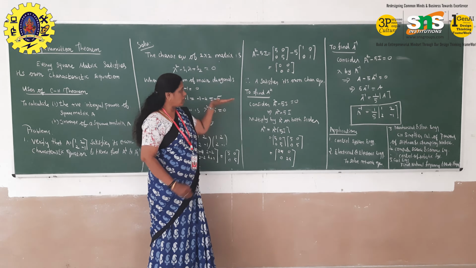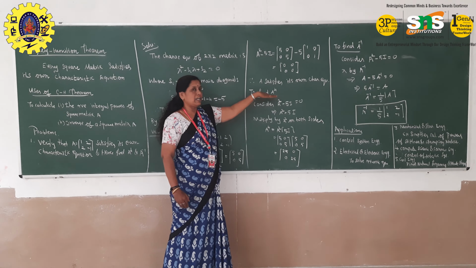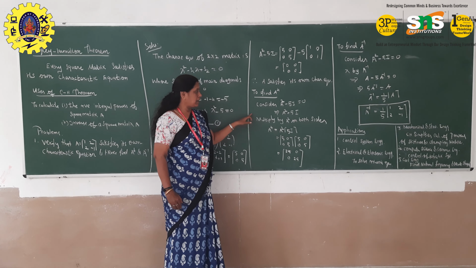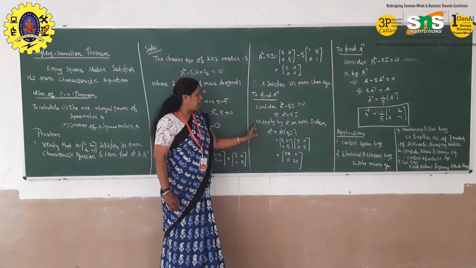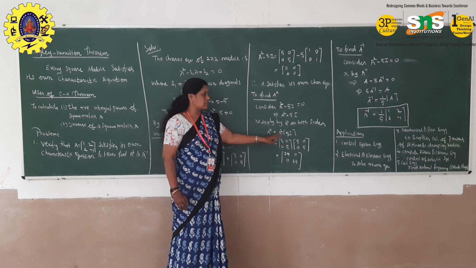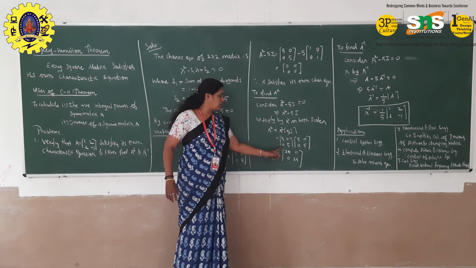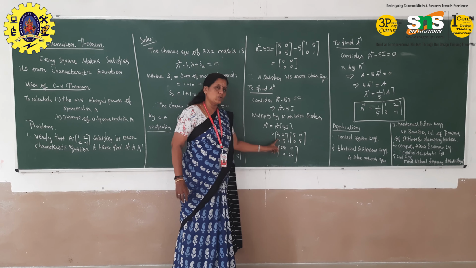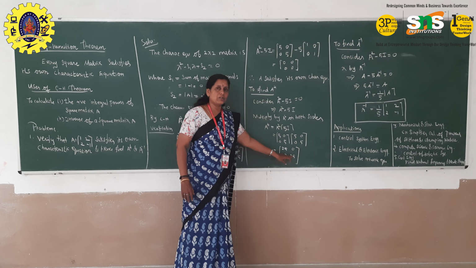So we come to the conclusion that every square matrix satisfies its own characteristic equation. After the verification part, now we move on to find the A power 4 value. Consider A square minus 5I equal to 0, from which we have A square equal to 5I. Multiplying by A square on both sides of this equation, we get A power 4 equal to A square into 5I. A square we already found as 5, 0, 0, 5, and 5 into I gives 5, 0, 0, 5. By multiplying these two matrices, we get the A power 4 value as 25, 0, 0, 25.